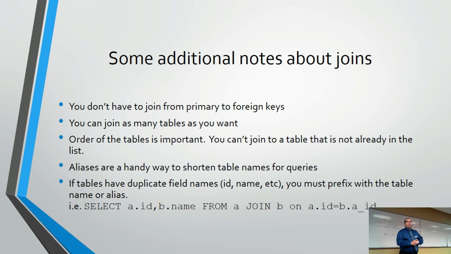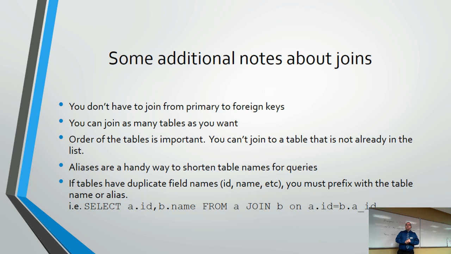The order of the joins is important. Let's say you're joining orders, order lines, and products. You can't go order lines joined to products unless products is in the list ahead of it. So the order of the join is important. You can join only to tables that are already in the list ahead of time. You can't join to tables that are below it in the list. Sounds weird, but once I demo it, you'll see.